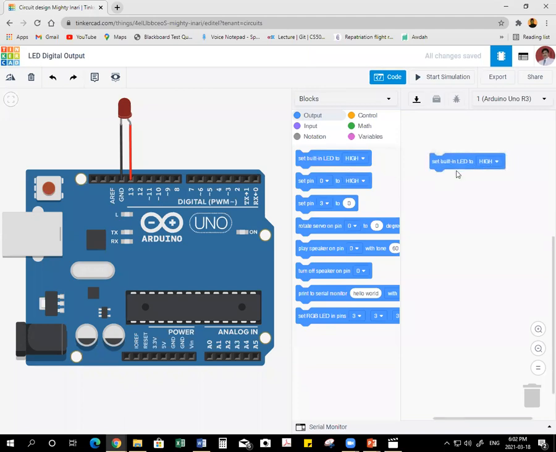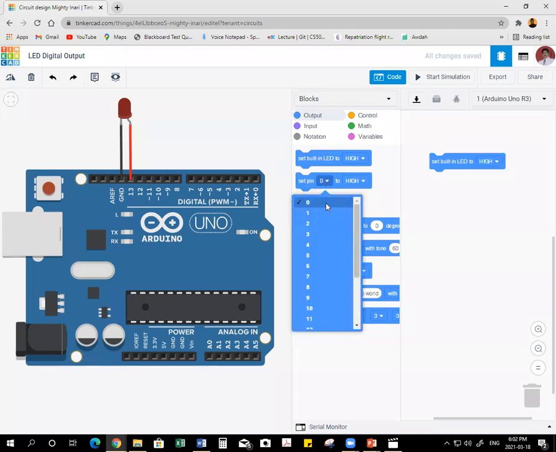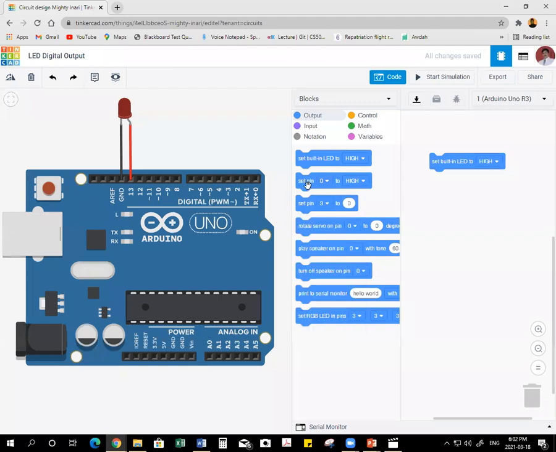Now set built-in LED. See here, be careful. Built-in LED, I told you, is number 13 only. Otherwise, if you are keeping the connection other than 13, like 12, 11, 10, anyone, if you are connecting, you have to use set pin, this one. In this, all pin numbers from 0 to 13 and A0 are there. You can use any one. So other than 13, if you are using, you have to use this set pin block. If you're using 13 as output for the LED, you can use set built-in LED 2. Okay, so I use it here.